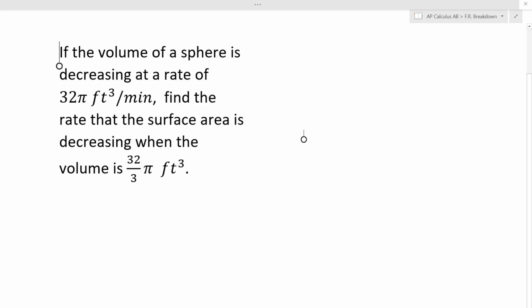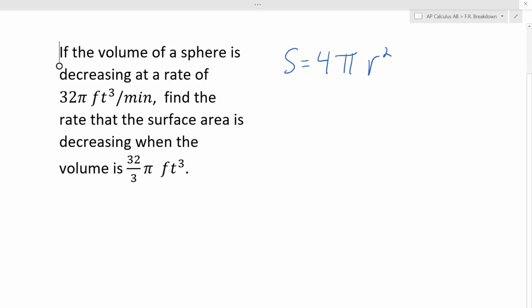Again, if you're having trouble, first things first, think about what I am asking you to find. I'm asking you to find the rate of change of surface area. So we're going to write out the surface area equation. The surface area equation is S equals 4 pi r squared.